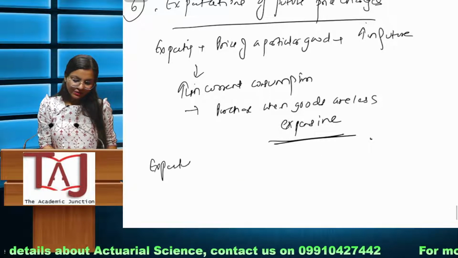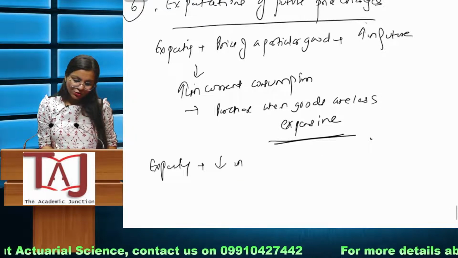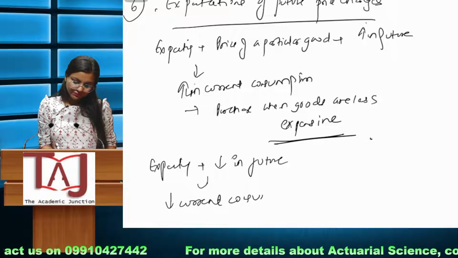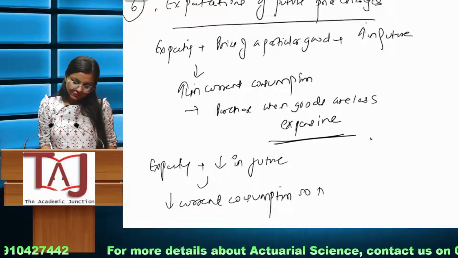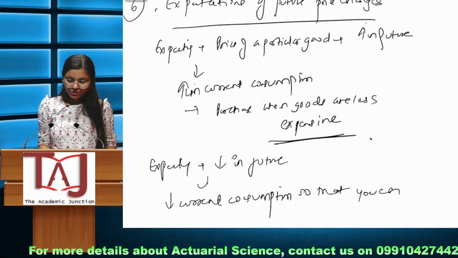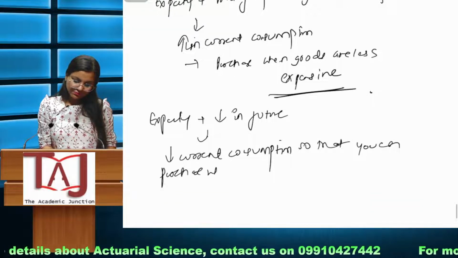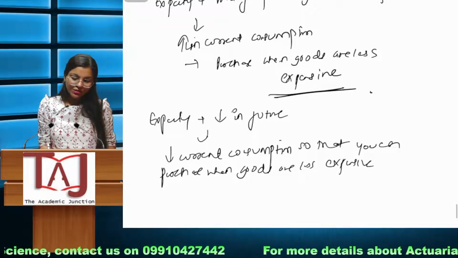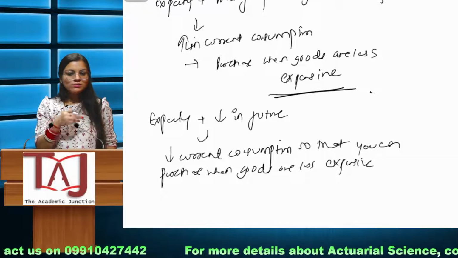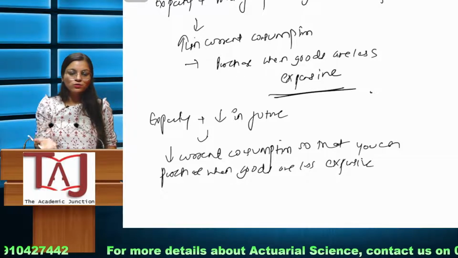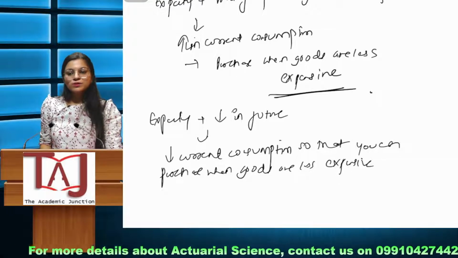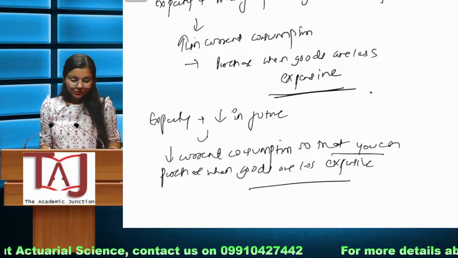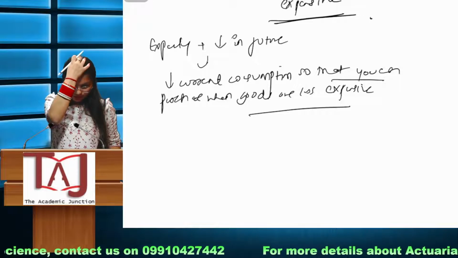Similarly, when we are expecting that the price is going to drop in future, you will decrease your current consumption so that you can purchase when goods are less expensive. You will say, let me not purchase the goods today because today the goods are relatively high priced. There is an expectation that prices are going to fall in future, so I will purchase in future instead of today. So if you are expecting prices to fall, you will decrease your current consumption. Depending on expectations, your current demand will change.